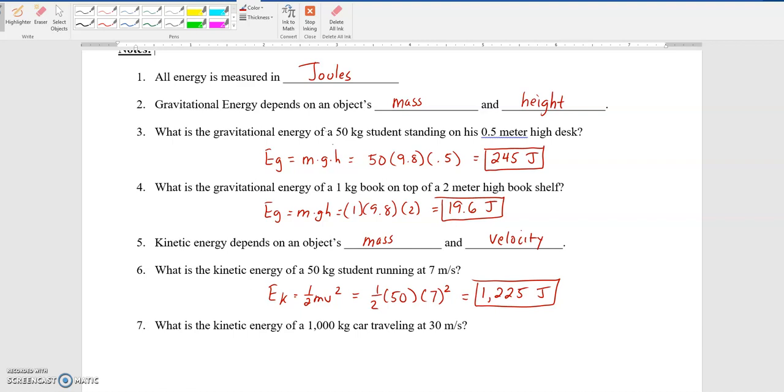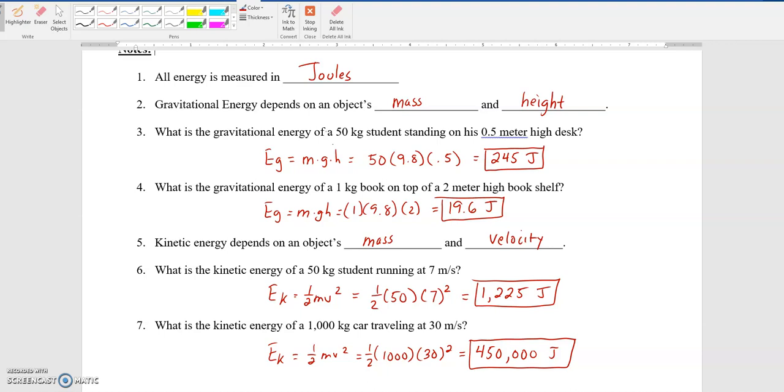And to do one more, this would be a heavy object. This would be a car. That is 1,000 kilograms, so about 2,000 pounds, traveling 30 meters per second, and I have to square that, so that's about 60 miles an hour. And I get 450,000 joules. So like I said earlier, some energies can be really, really big for really heavy objects that are really high up for gravitational energy, or really heavy objects that are traveling really fast for kinetic energy.